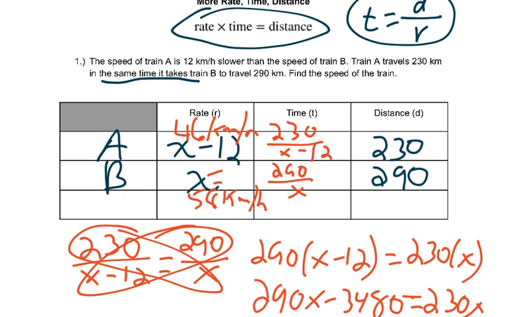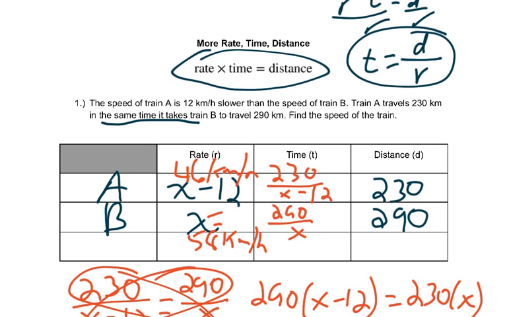So this problem requires a different setup than what we did previously. We can't, like I mentioned, add the distances. We can't set the distances equal because the time is the same here, not the distance, nor are we given a total distance, right? So you have to use the fact that the times are equal and manipulate rate times time equals distance to isolate for time.